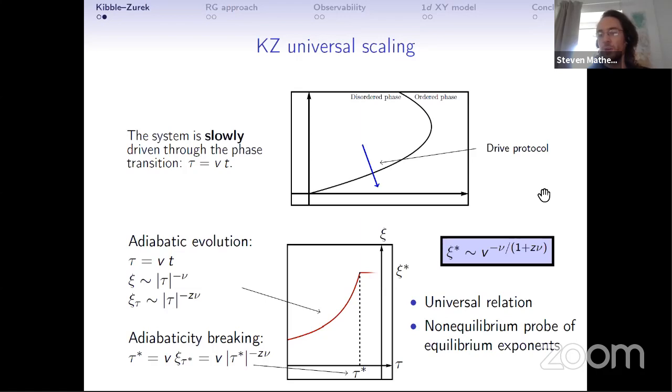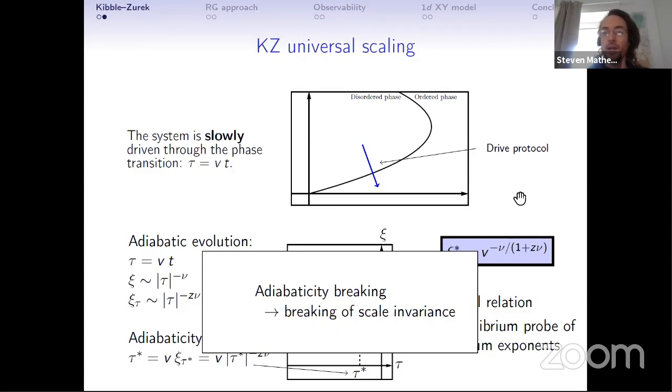This tells us that the slower we drive the system, the bigger psi star gets to be, the larger the imprinted scale is. This is a universal relation, depending on nu and z, which are equilibrium critical exponents. So the Kibble-Zurek mechanism provides a non-equilibrium probe of equilibrium criticality.